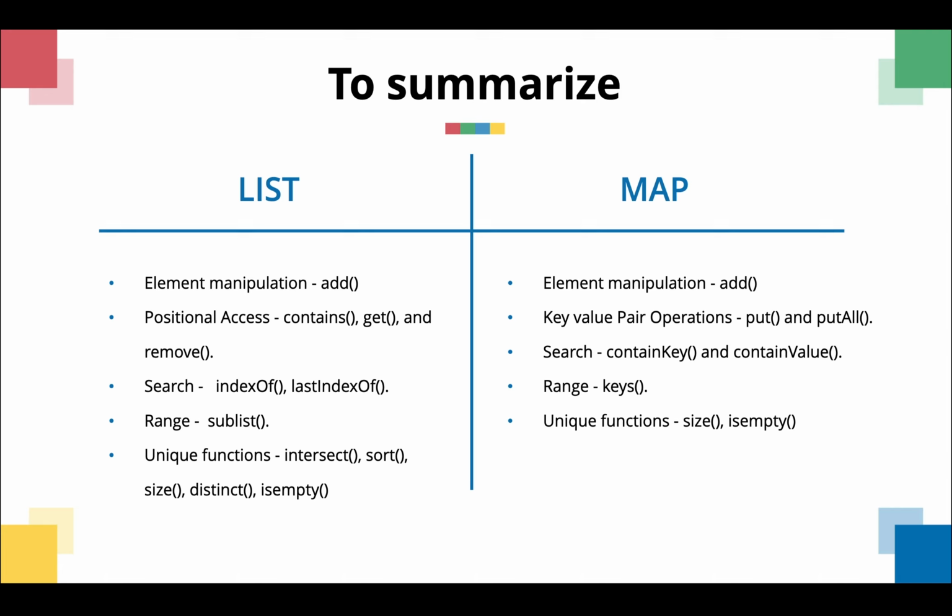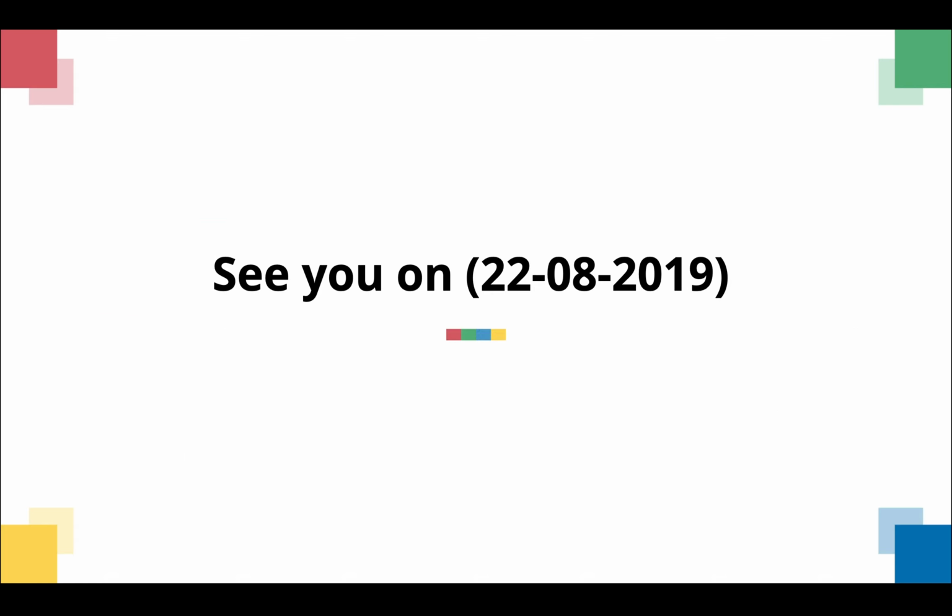When it comes to map, again, the same element manipulation, which is add. Now, for key value pair operations, we have put and put all. For searching, we have contains key and contains value. For the range, we have keys. And as for the unique functions, we have size in map as well and is empty in map as well. I hope that gives you a good idea of what list and map can do in Deluge.